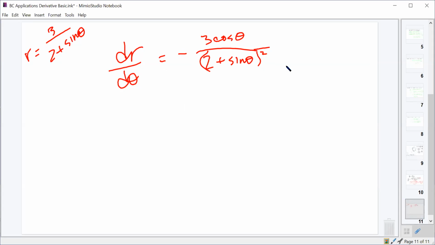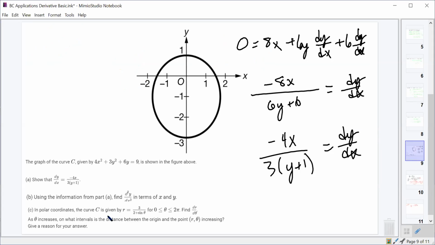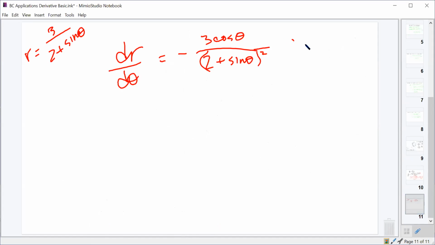squared. And what's the question asking us? It's asking us, as theta increases, on what intervals is the distance between the origin and the point r theta increasing? Okay. So what does dr d theta represent? Well, dr means a change in the r value with respect to theta. And so the distance between them is increasing whenever dr d theta is positive. So we want to know, when is this greater than 0?